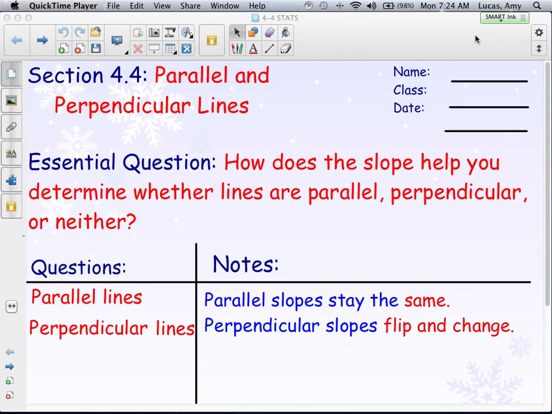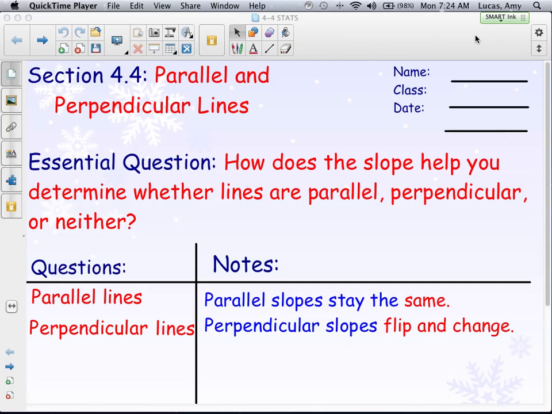Lesson 4.4, Parallel and Perpendicular Lines. Our essential question is, how does the slope help you determine whether lines are parallel, perpendicular, or neither? For our two new vocab words, we have parallel lines and perpendicular lines. These are terms that you've probably worked with in the past.